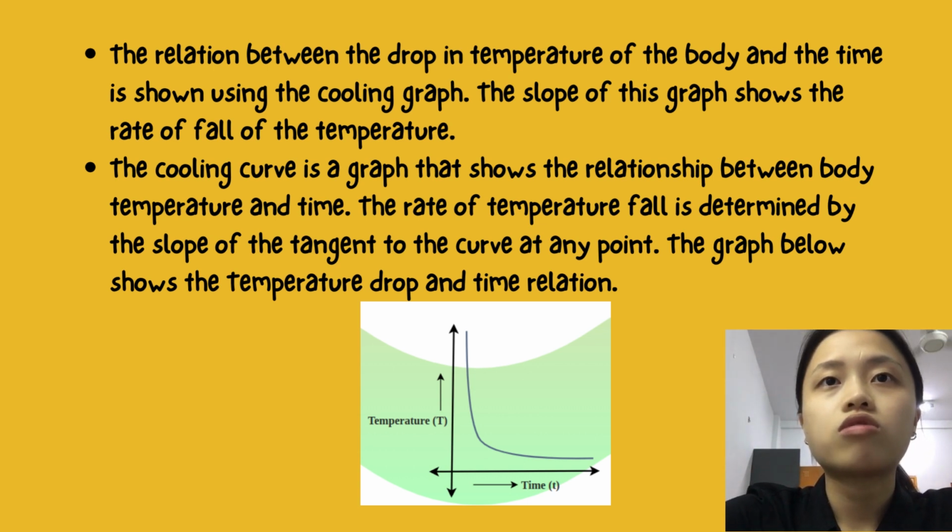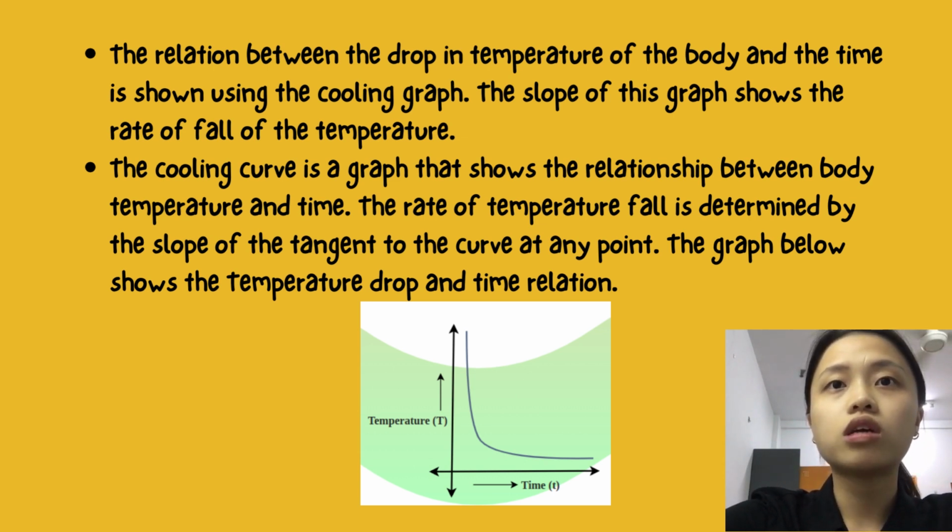The relation between the drop in temperature of the body and the time is shown using the cooling graph. The slope of this graph shows the rate of fall of the temperature. The cooling curve is the graph that shows the relationship between body temperature and time. The rate of temperature fall is determined by the slope of the tangent to the curve at any point. So the graph below shows the temperature drop and time relations.